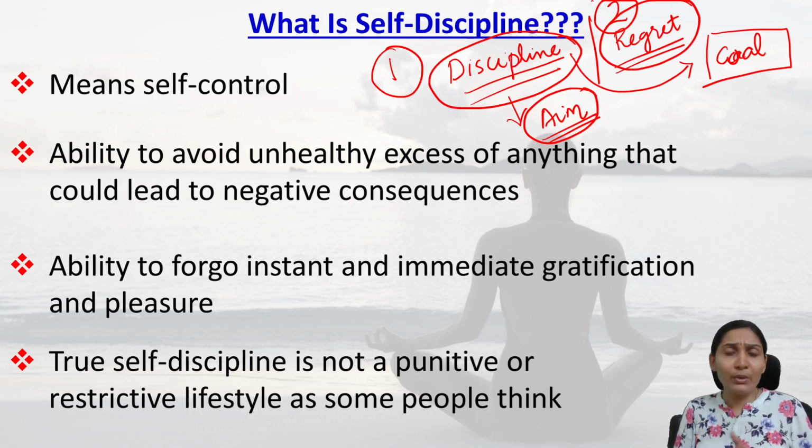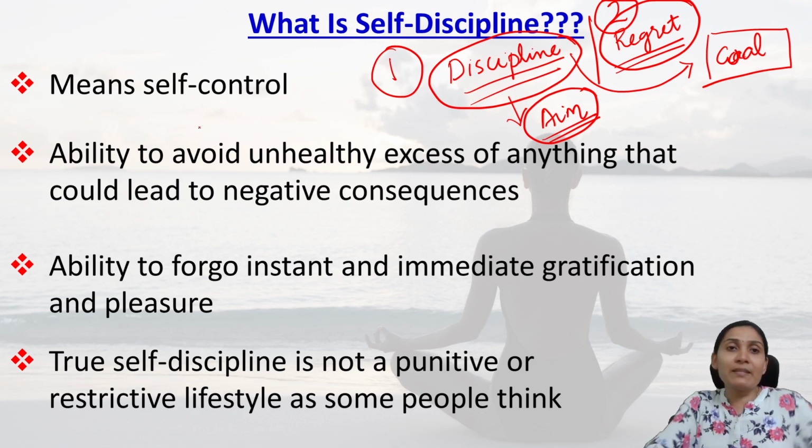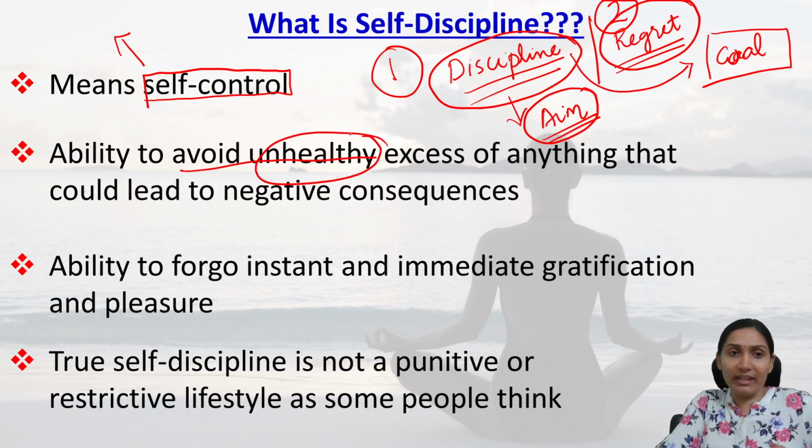Okay. So what is self-discipline? Whenever this question comes to my mind, this is the answer that I get. Self-discipline is something for which you have to suffer some pain, but you will definitely achieve your goal. But in case you have no self-discipline, then you will forever have to suffer the pain of regret. Self-discipline is nothing but self-control. So self-discipline means self-control, controlling yourself. It is the ability to avoid unhealthy excess of anything that could lead to negative consequences. So it is something which helps you to avoid something unhealthy in excess.